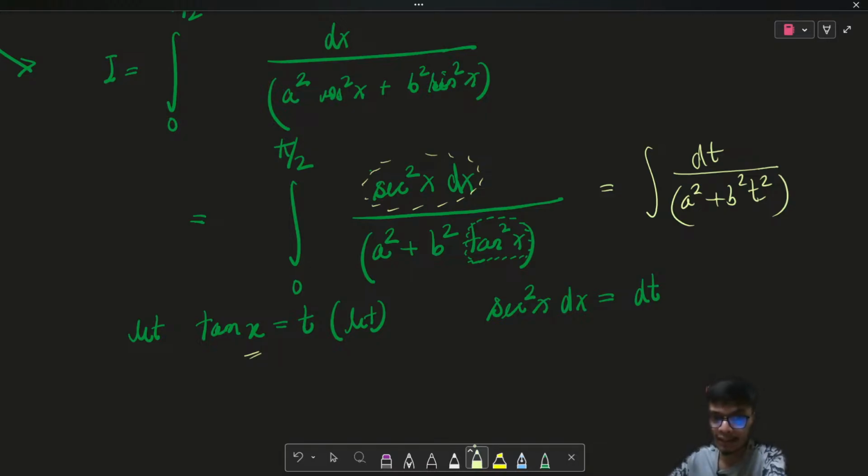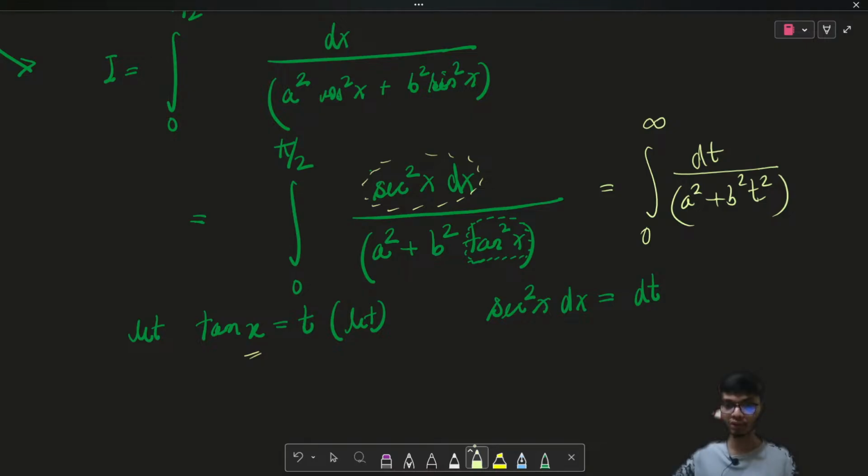So if I put x equal to 0, my t will become equal to 0, and if I put x equals to pi by 2, my tan of x is not defined, or I can say it's tending towards infinity, right? So therefore, the limits of the question in this case will be 0 to infinity over here, right?